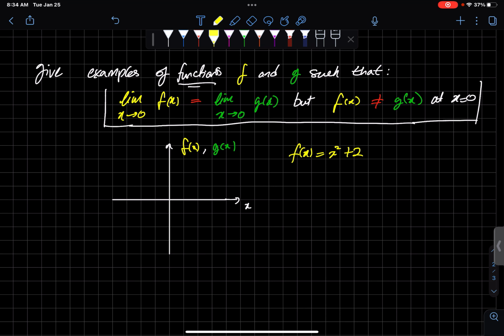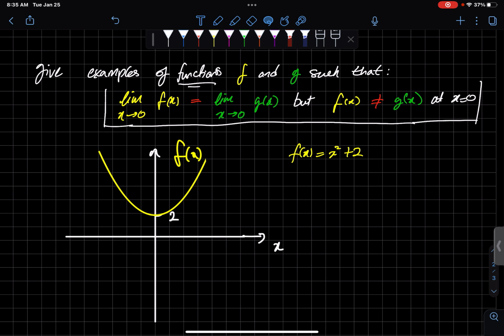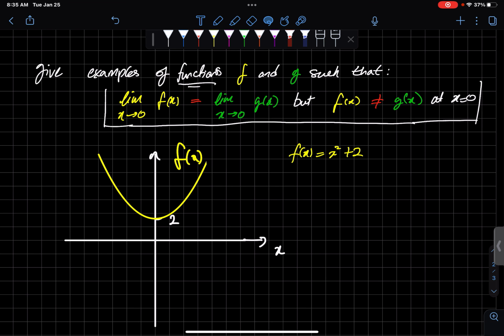And this would look something like this. Let this be x, this would be 2. So x squared plus 2 is just the y equals x squared function, but shifted up by 2. I'm just going to erase this and make it a little bit bigger so it's easy to see. So this is x equals 0.